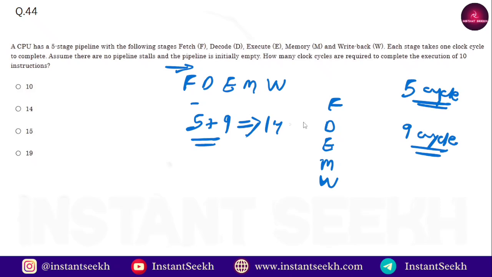Again I will repeat: the first instruction takes 5 cycles, and the remaining 9 instructions complete at one instruction per cycle, so it takes 9 cycles. Your total is 14 clock cycles. Therefore the total number of clock cycles required to complete the execution of 10 instructions is 14. That is, option number B is your right answer. Let's move on to the next.